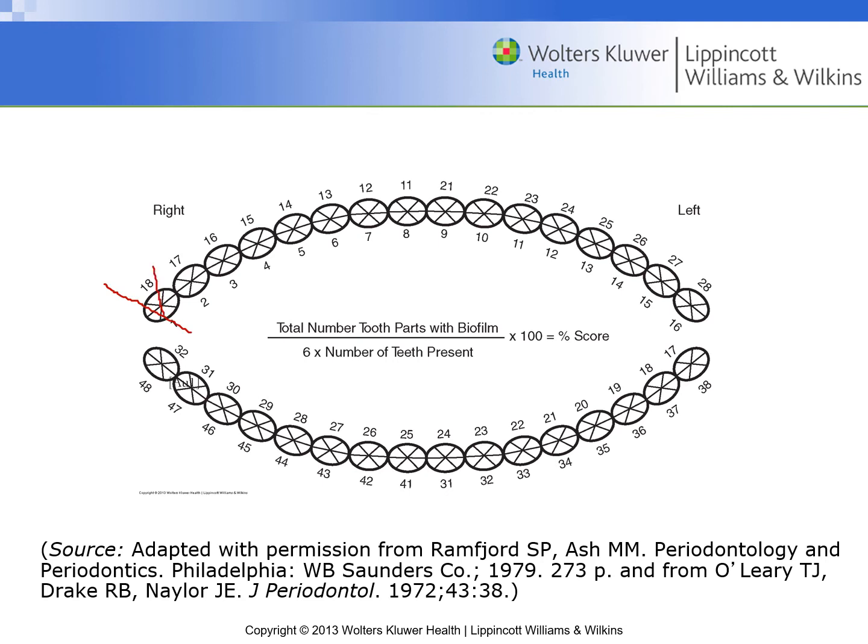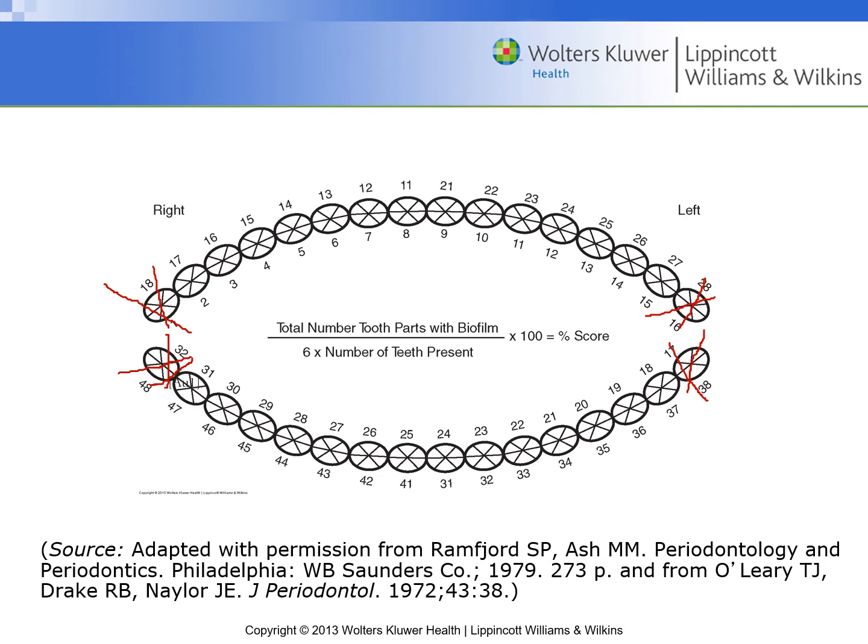First, we're going to mark out all the missing teeth. So let's say they don't have their wisdom teeth. So we're going to mark those out. So that leaves them 28 teeth left.